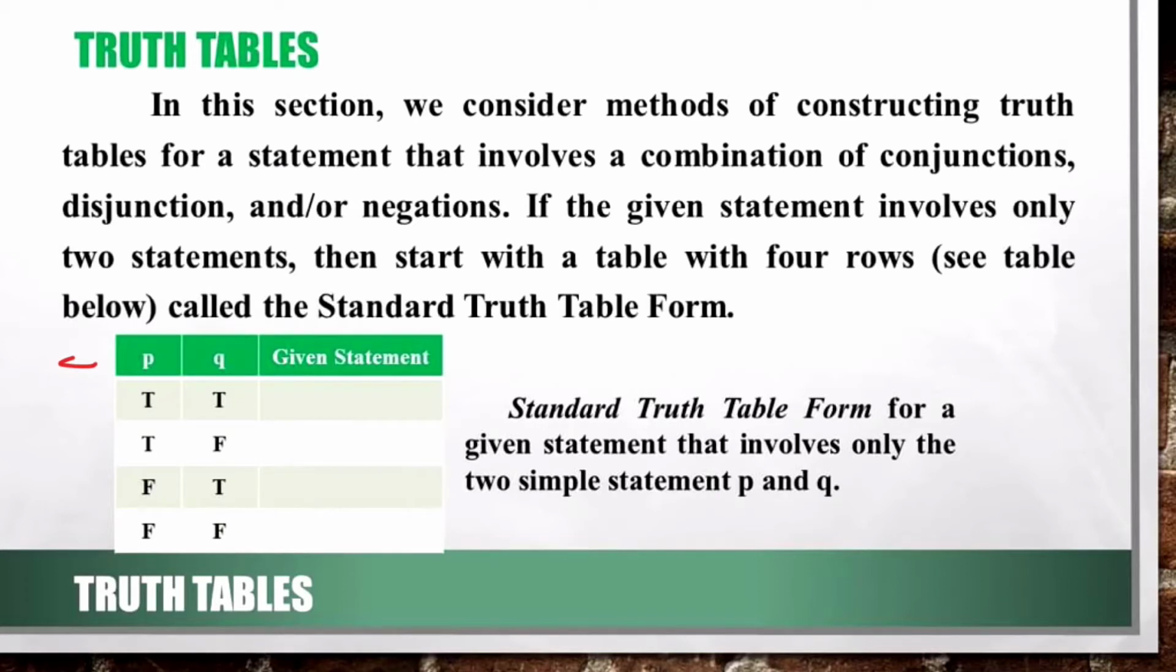So here, this is a standard truth table form for a given statement that involves only two simple statements P and Q. The formula to know the number of rows is 2 raised to the number of components. Here, since there are only two statements, therefore, 4 rows. That is what we said first. So, this is just for 2 statements.